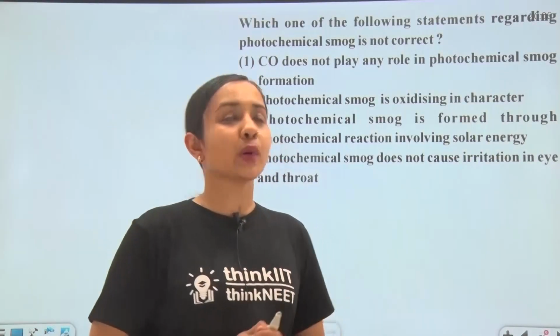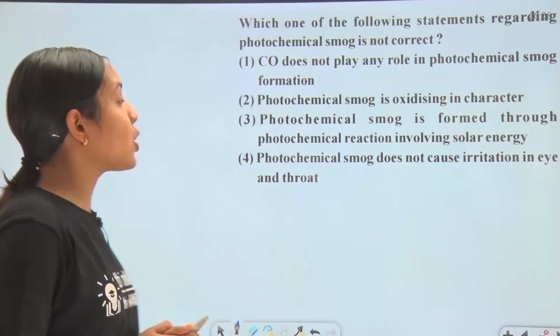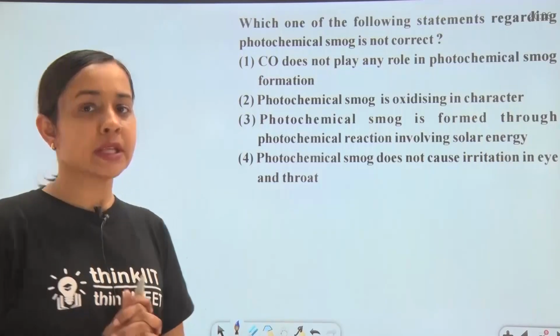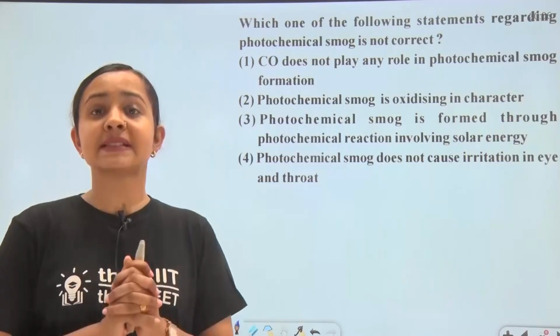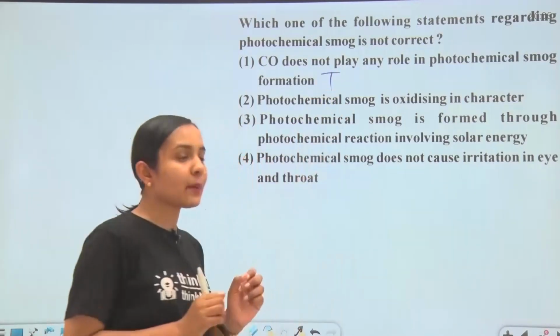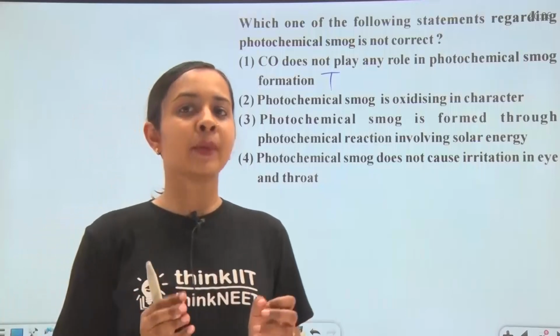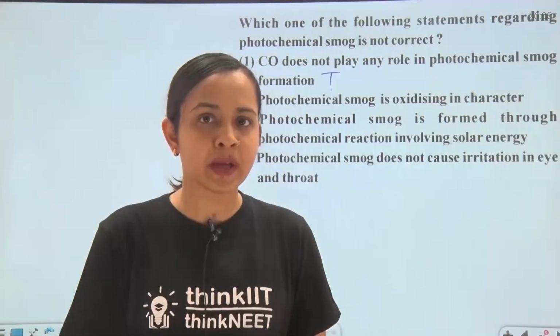Hello students, so our next question is, which one of the following statements regarding photochemical smog is not correct? First statement is, CO does not play any role in photochemical smog formation. Yes, CO does not play any role. This is a true statement, right? Because photochemical smog occurs by hydrocarbons and nitrogen oxides. So CO does not play any role in the formation of photochemical smog.